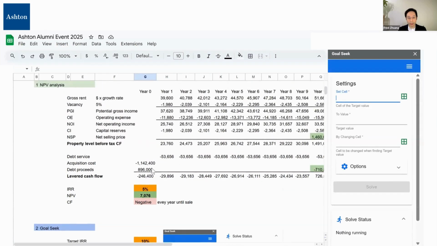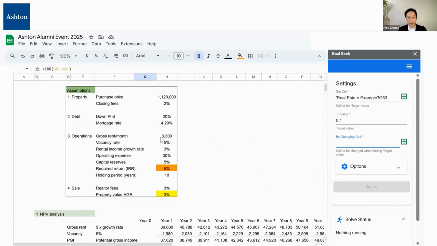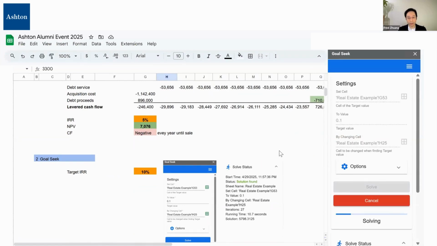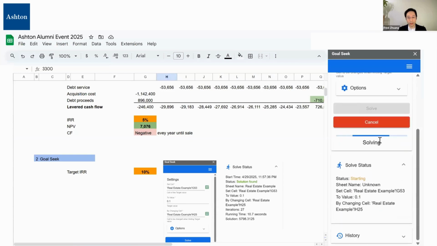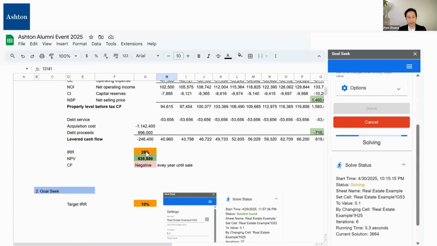You can just see here, I want to set the required return to 10%. So set this cell to, it doesn't allow the percentage, so I'm going to put 0.1, which is 10%. By changing cell on the gross rent, this changing cell, it can be any of the variables. But in this demonstration, we're only going to use the gross rent. So we're going to go ahead and do this. And then we're going to solve. You can see the add-on is trying to figure out how it can get to the correct number.